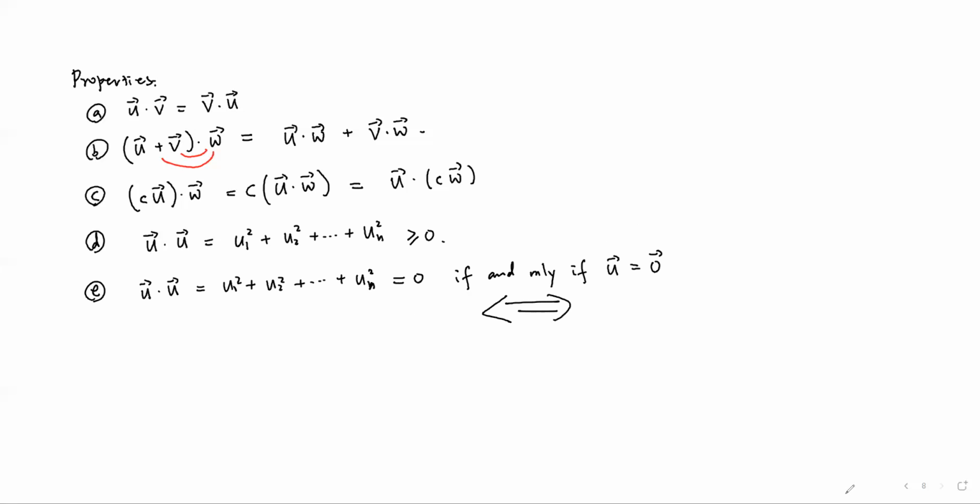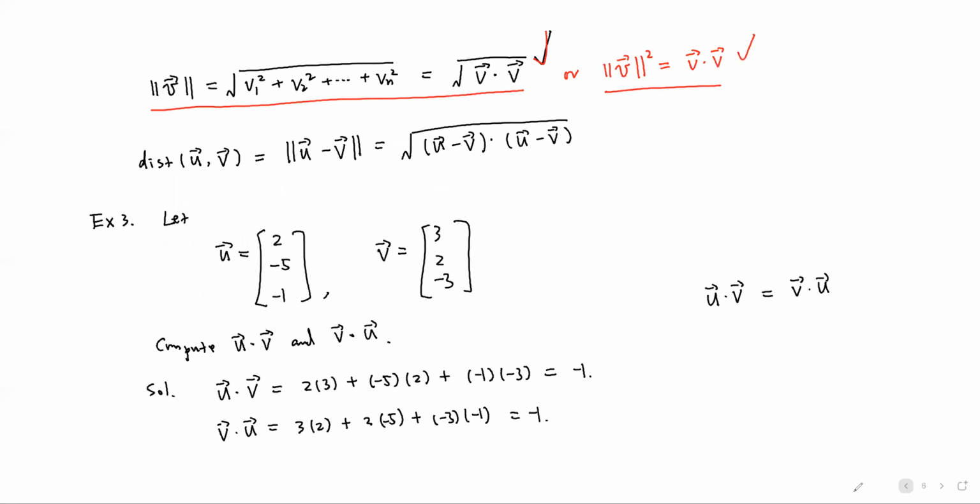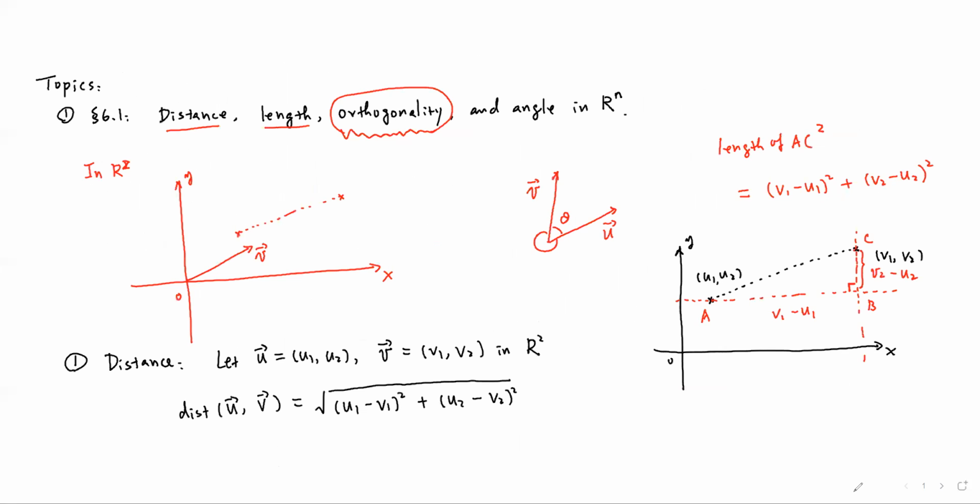Okay, now after I introduce inner product, I am ready to extend orthogonality from R2 to Rn. This is orthogonality number 4.